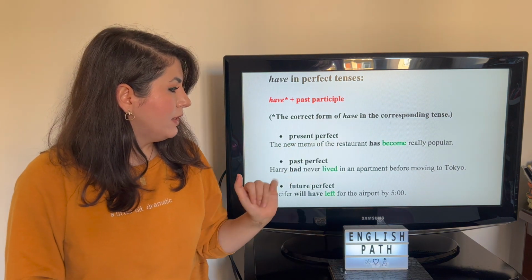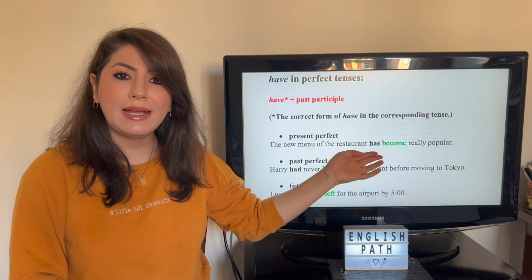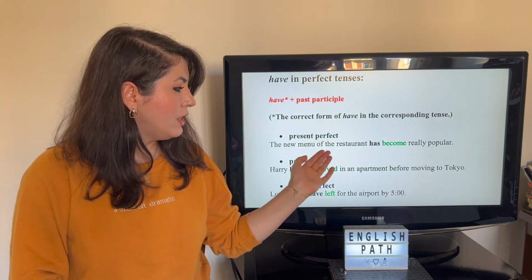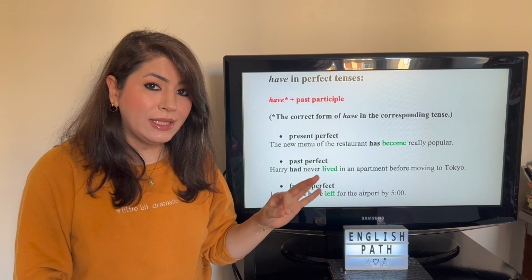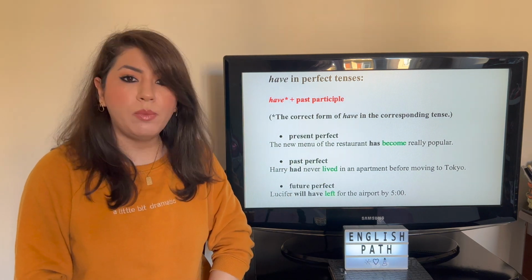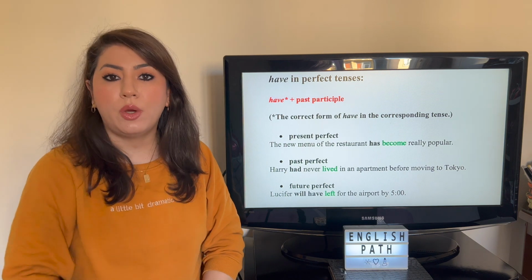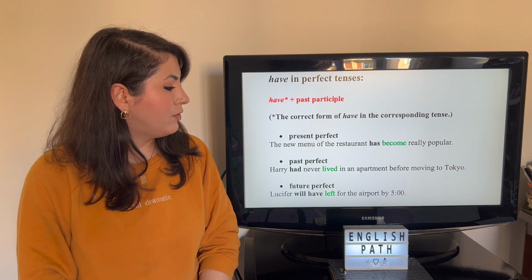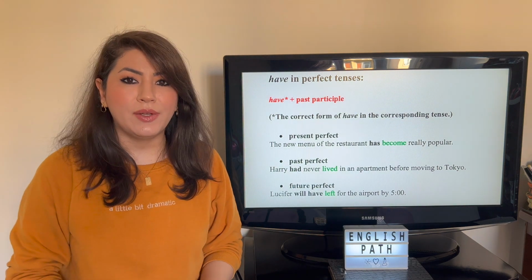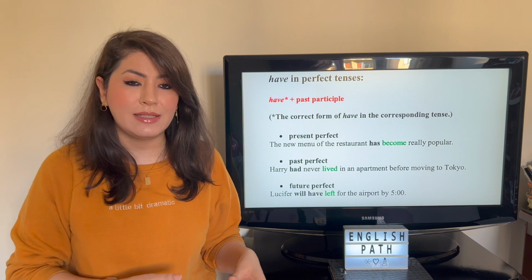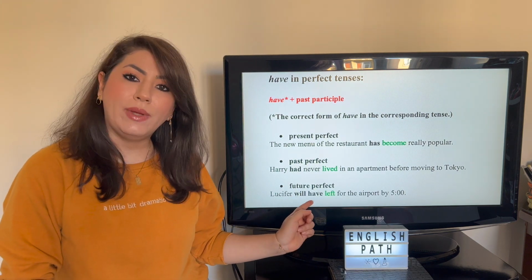The present perfect tense uses have or has plus past participle. The new menu of the restaurant has become really popular. Past perfect, Harry had never lived in an apartment before he moved to Tokyo. Future perfect, Lucifer will have left for the airport by 5. So the correct forms of have in the past perfect and future perfect tenses are had and will have.